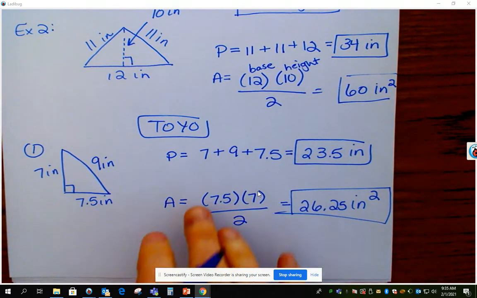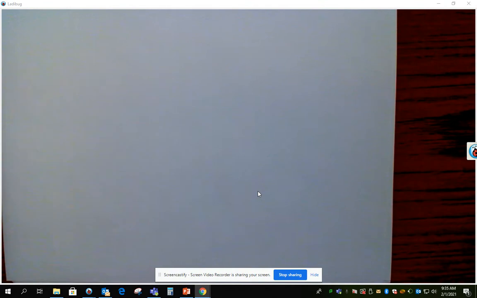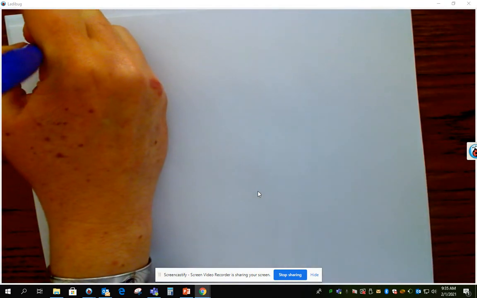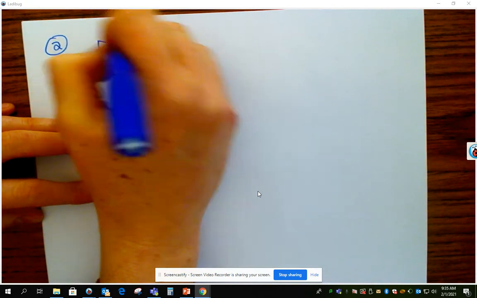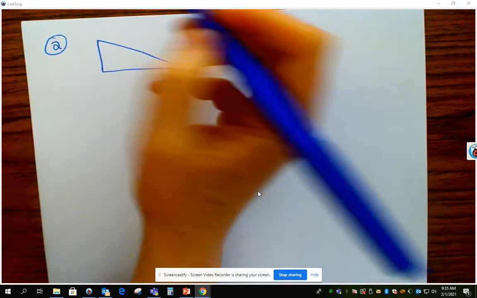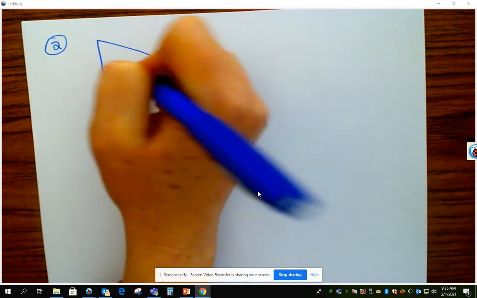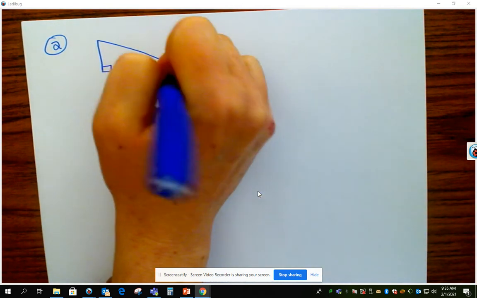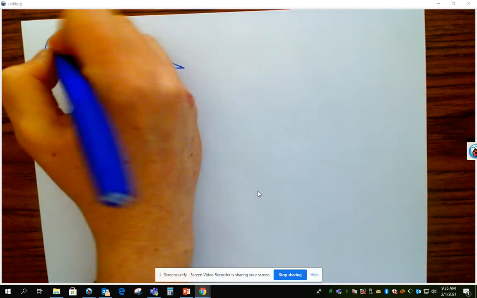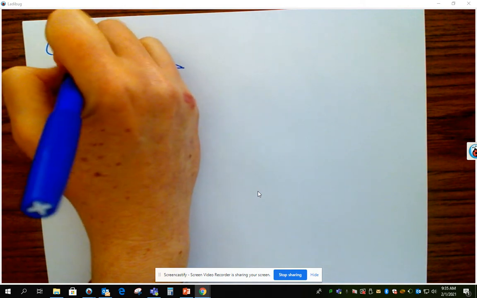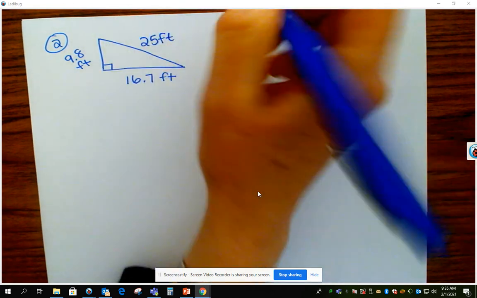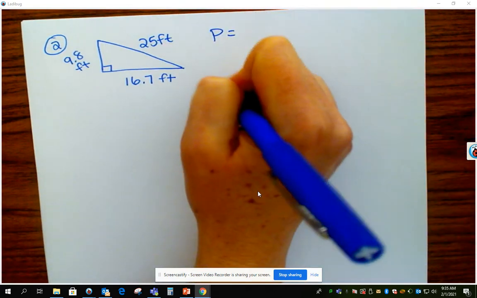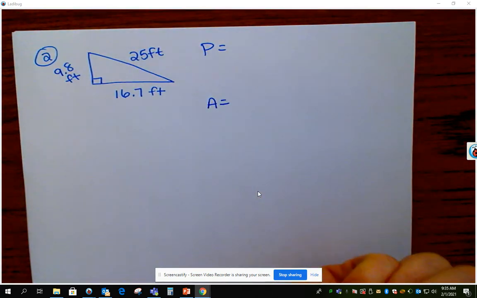All right, let's try another try on your own. Number 2. You're given this triangle here with a right angle. We have 16.7 feet. This part is 9.8 feet, and this part is 25 feet. Please find the perimeter and the area. Pause the video and do that.